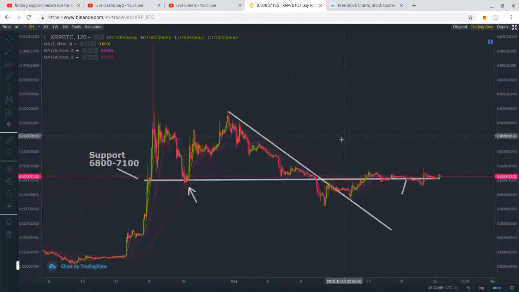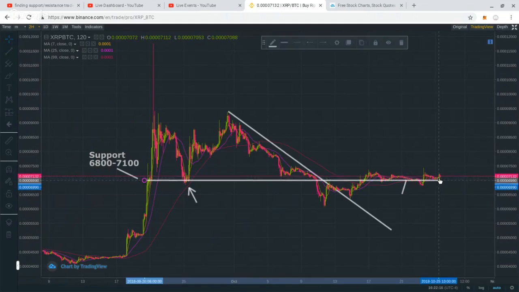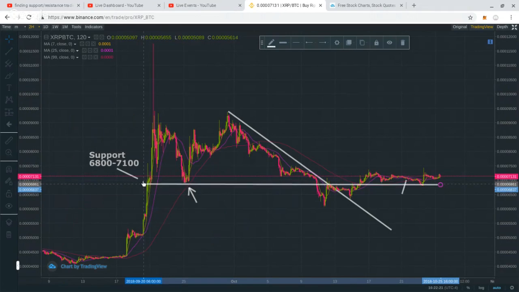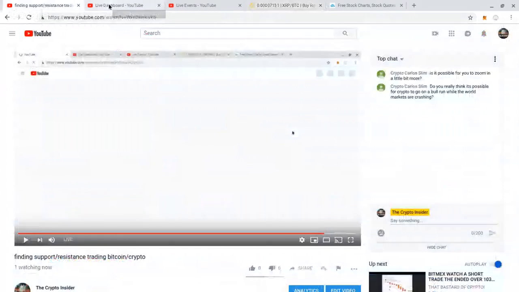Crypto Carlos Slim. How long have you been trading for, and what's your level of experience in this, roughly? So then I can kind of gauge where you're at, and feel free to ask any questions. Do you really think it is possible for crypto to go on a bull run while the world markets are crashing?